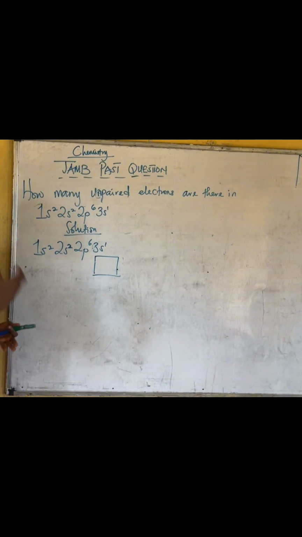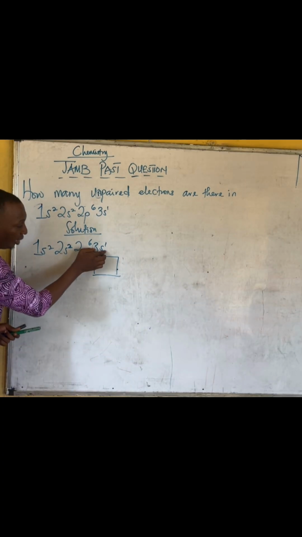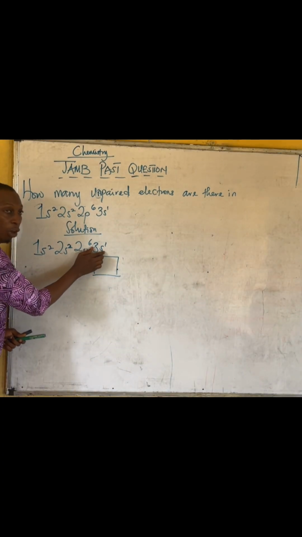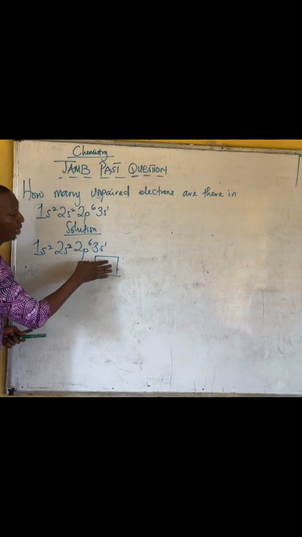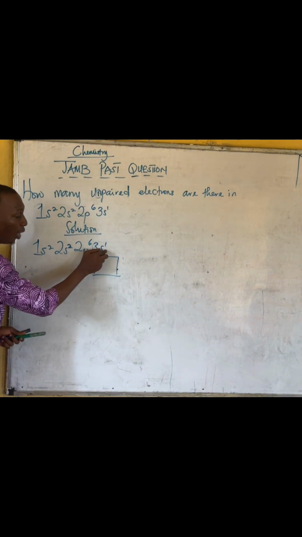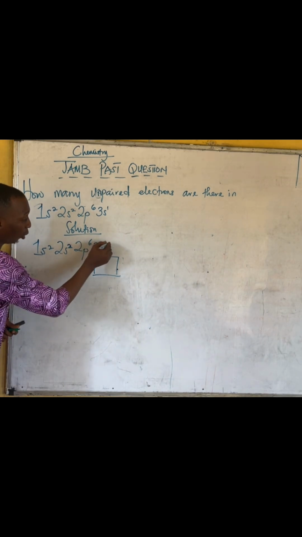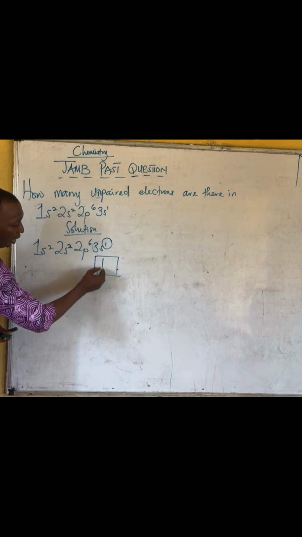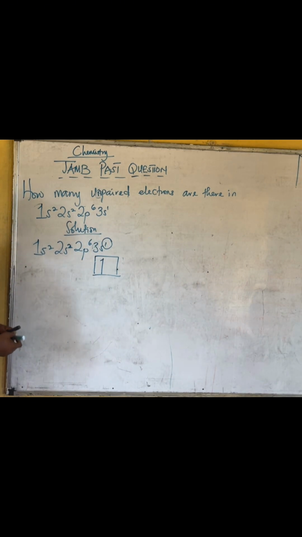The exam is timed, and so you have to be time conscious. Now, since this 3s is the only orbital that is not completely filled, that's why I'm laying emphasis on this. For this case, don't forget, the s orbital has one degenerate, and so I'm seeing a 1 here. So definitely I would have one.